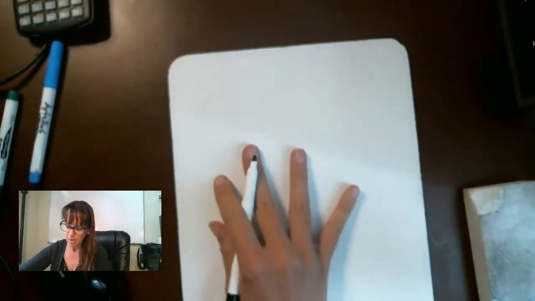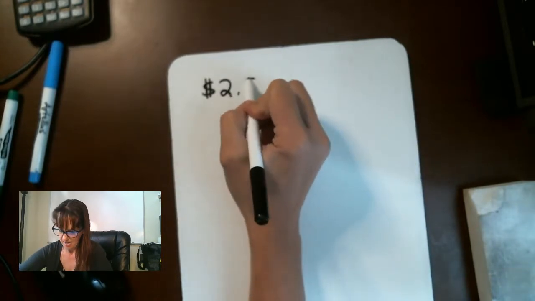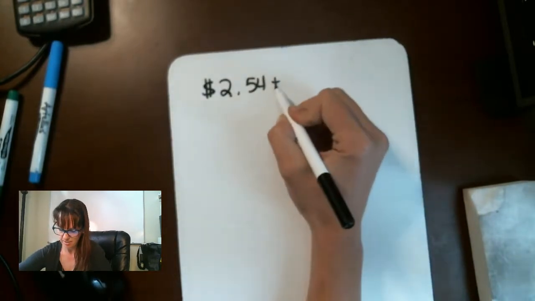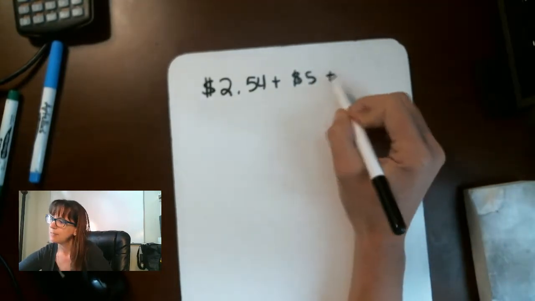So for example, we have example 1.7. No idea why my camera goes in and out of focus. Sorry about that. Okay, it says add up $2.54 plus $5 plus 9 cents.